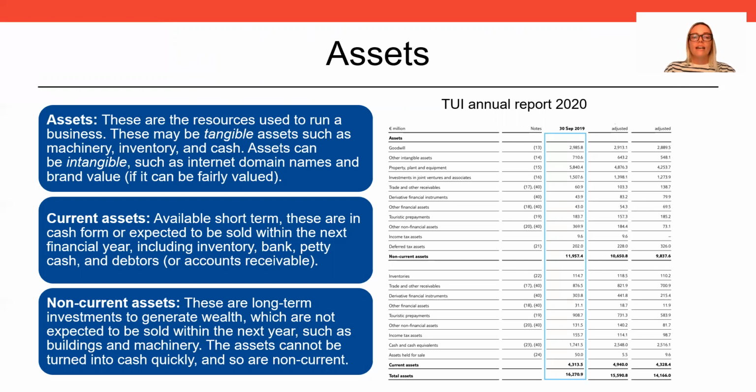And then non-current assets, they're longer-term investments that are used to generate wealth. They're not expected to be sold within the next year, so they can't easily be turned into cash and are non-current. So we can think about assets as being tangible or intangible, current or non-current.